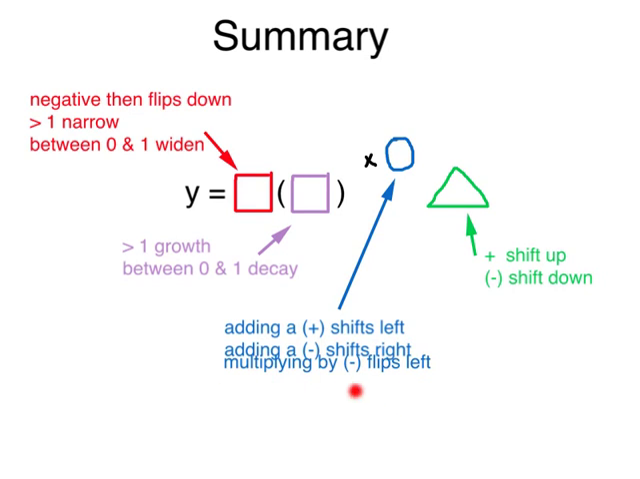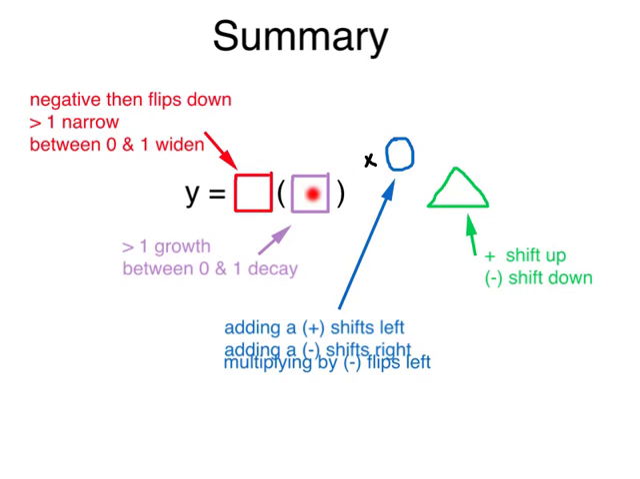If it's being multiplied by a negative, it's going to flip to the left. The number to the left of the base, if it's negative, it's going to flip down. Any number, the number itself, if it's greater than 1, it's going to get narrower. But if the number is between 0 and 1, a fraction between 0 and 1, then it's going to widen.